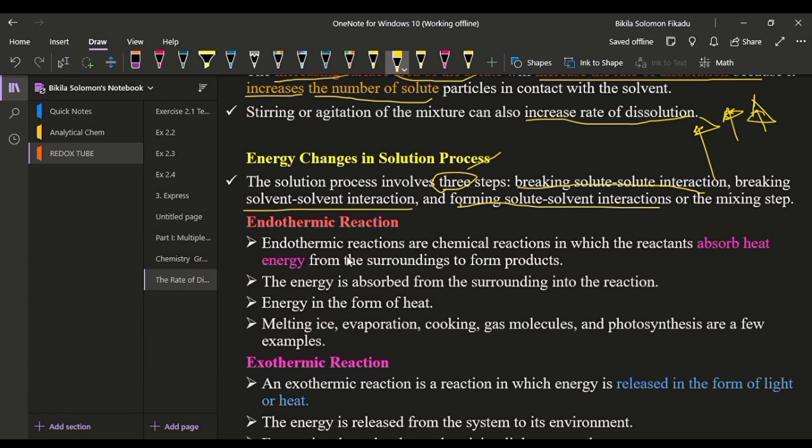Endothermic means a reaction, or a chemical reaction, in which the reactants absorb heat energy from the surroundings to form products.